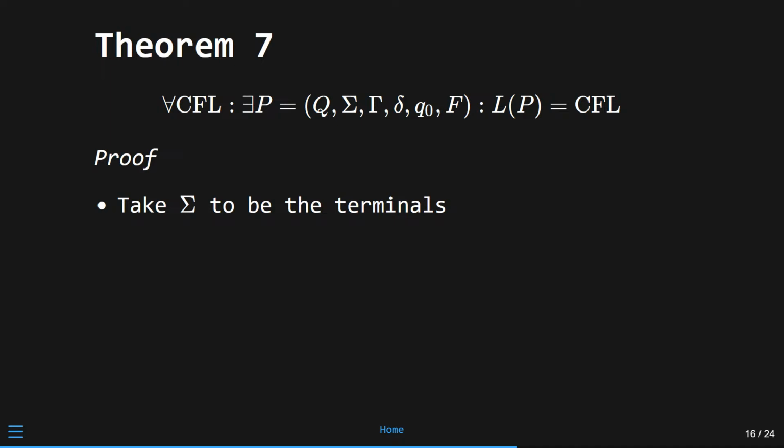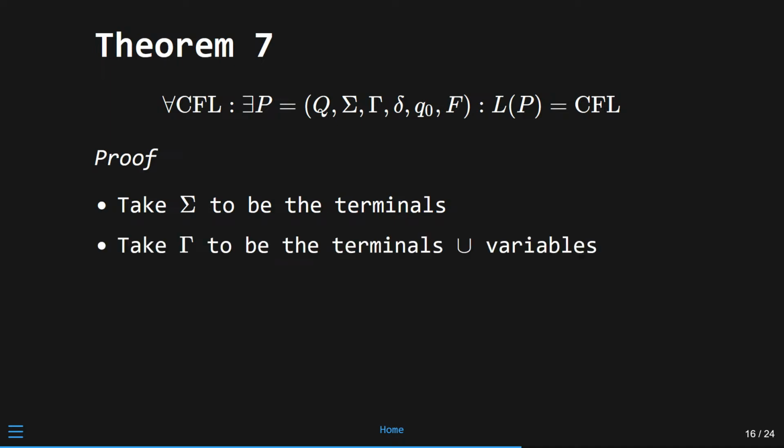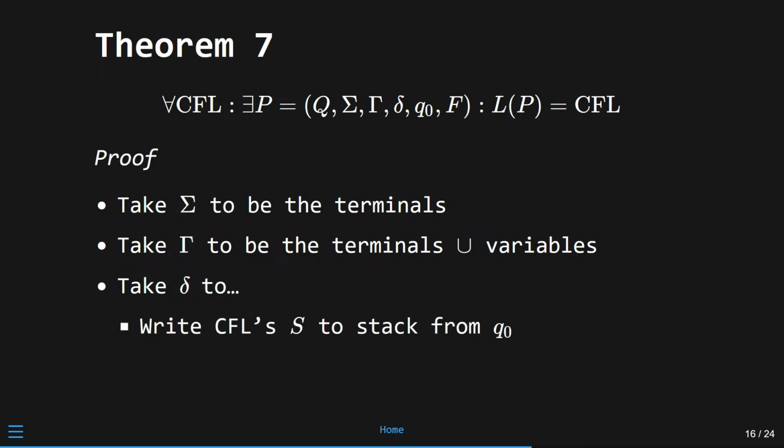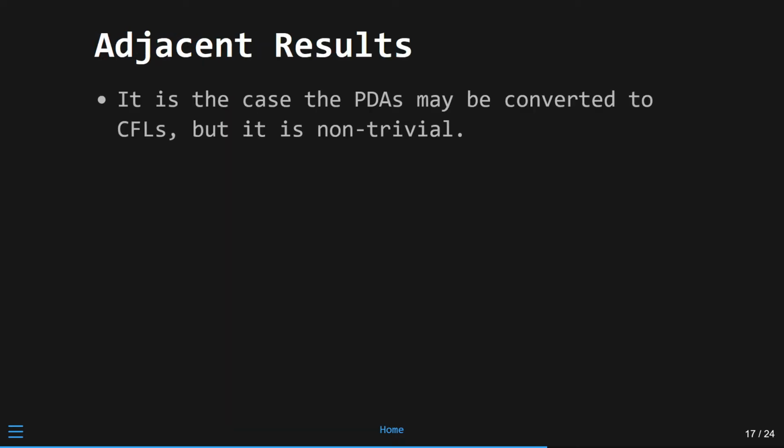Here's the proof. Take sigma to be the terminals. Take gamma to be the terminals and the variables. Take delta to be write CFL's S to the stack. That's easy. So delta is just the context-free language. We're going to write the stack terminals to the tape. And there you have it. Apply rules. Okay, adjacent results.